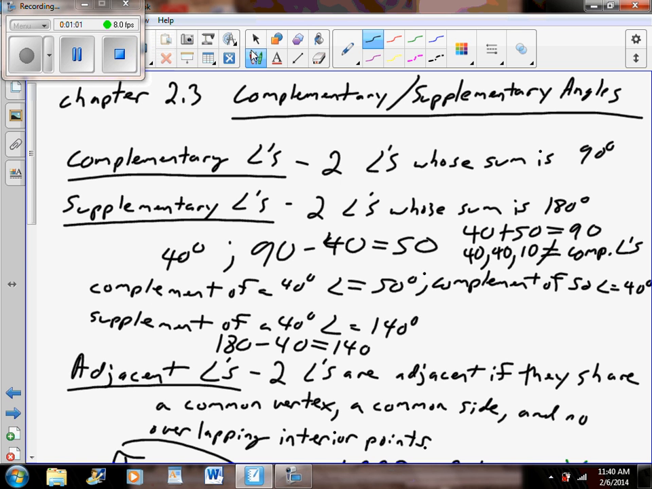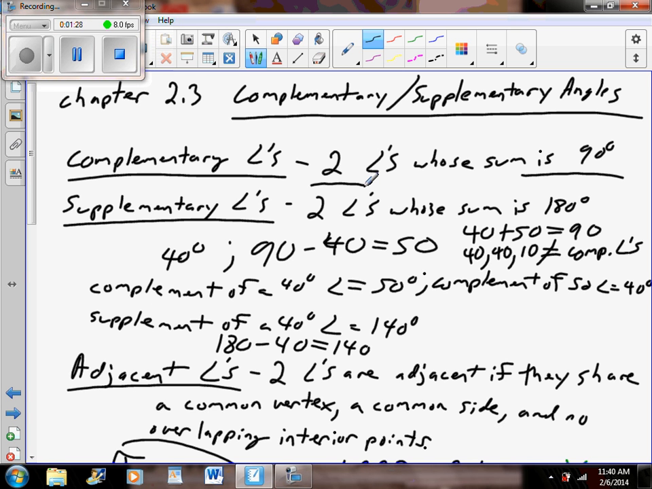Now, first of all, what we've got to do is talk about what is meant by complementary and what is meant by supplementary. Many of you already have an idea about this. You see the definitions. Complementary angles are two angles whose sum is 90 degrees. Any two angles whose sum is 90. And I want to focus on this: any two angles, not three, not four. Any two angles whose sum is 90 degrees.